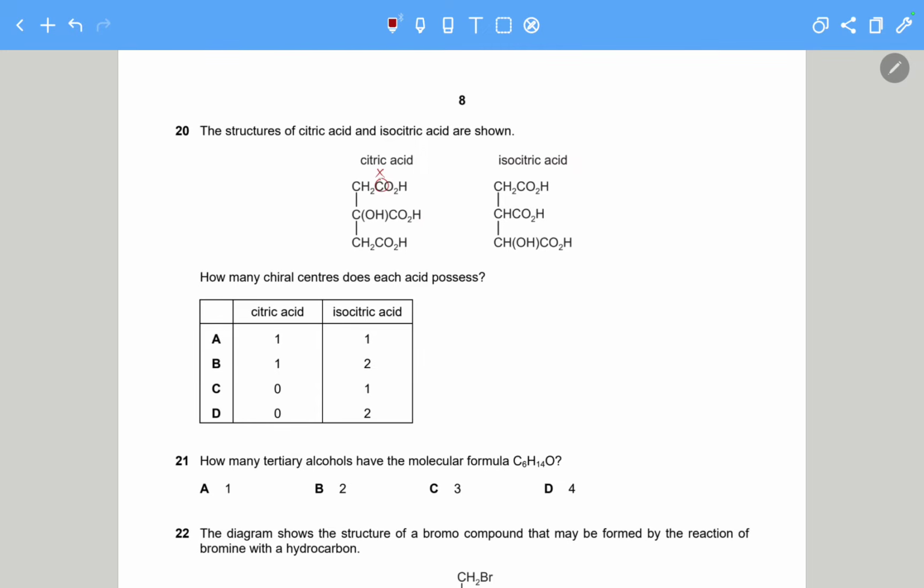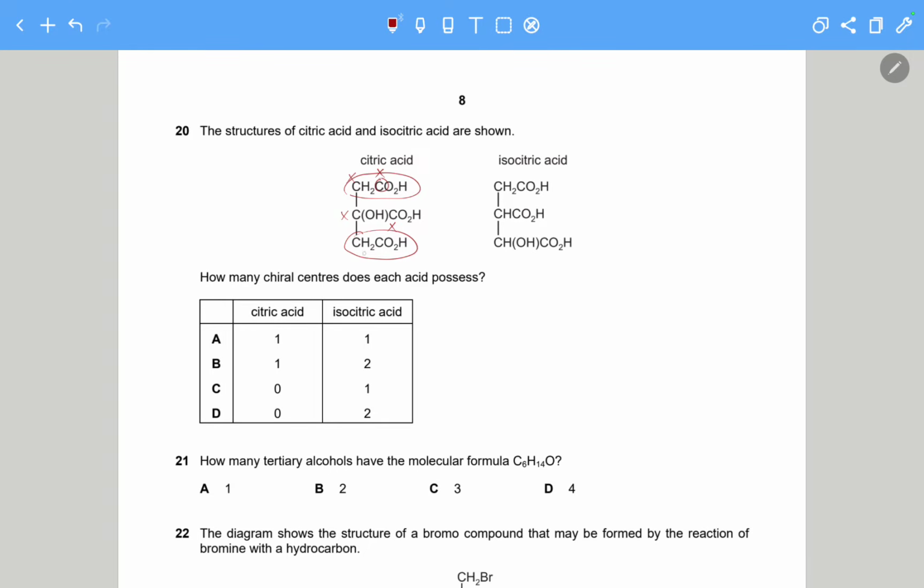This is not a chiral center because it has a double bond. This one is not a chiral center because it is bonded to 2 hydrogens. This one is also not a chiral center because it is bonded to one CH2CO2H group here and another CH2CO2H group here. 2 of the same groups cannot be a chiral center. Again, the carboxylic acid carbon is never a chiral center.